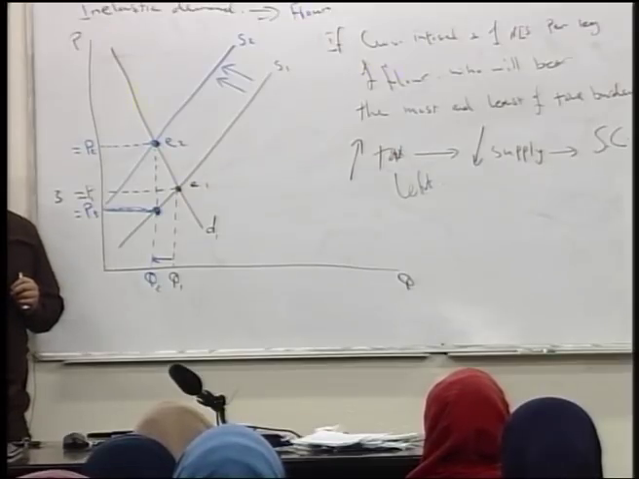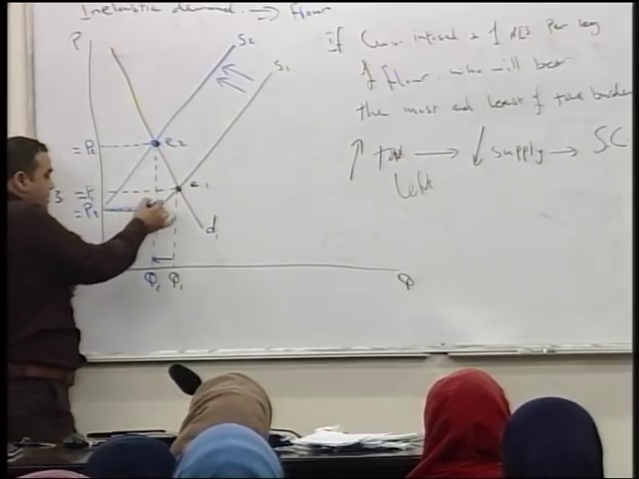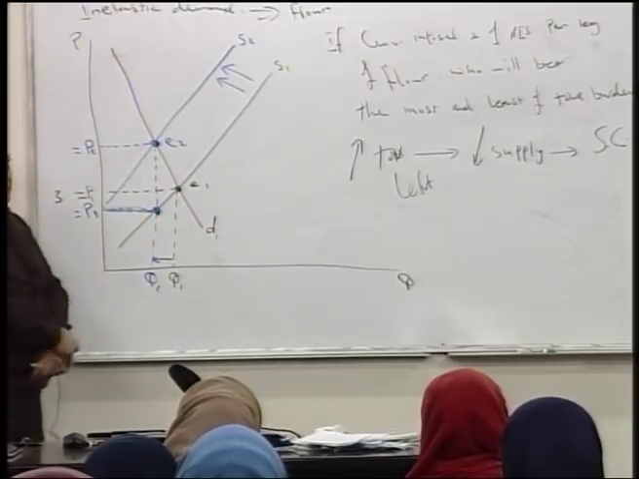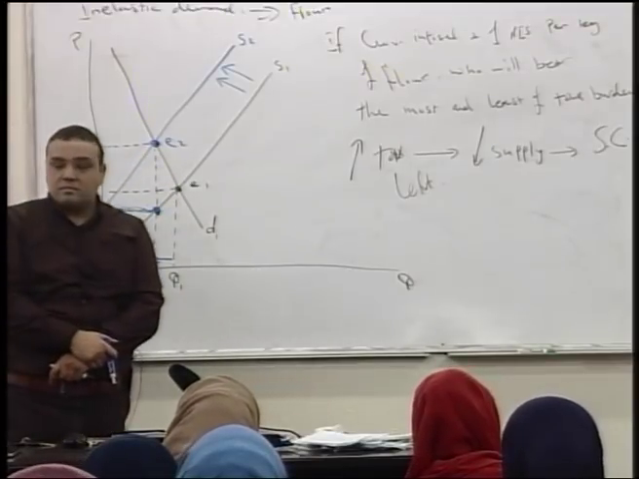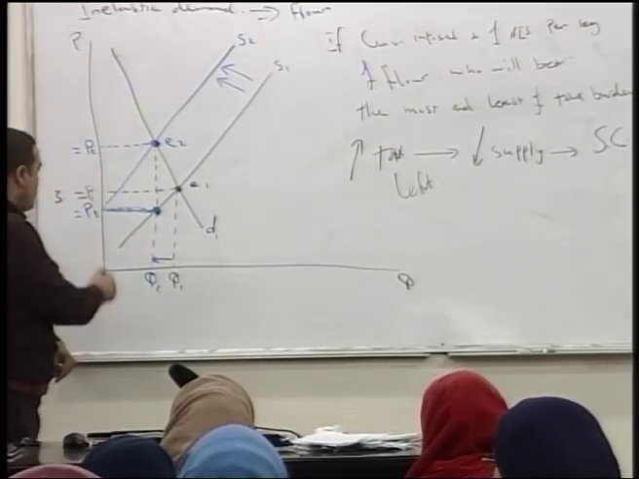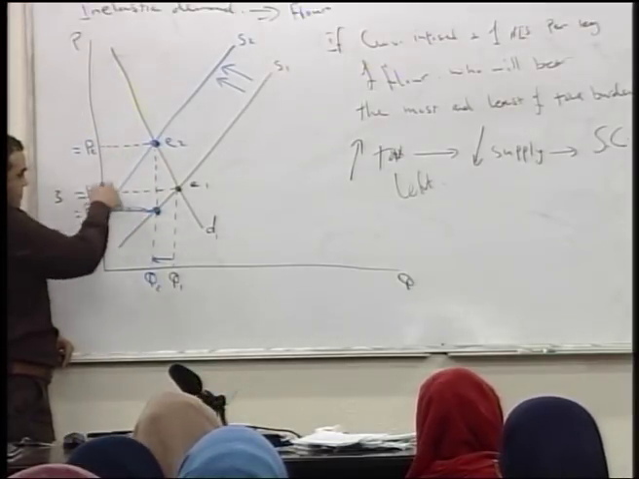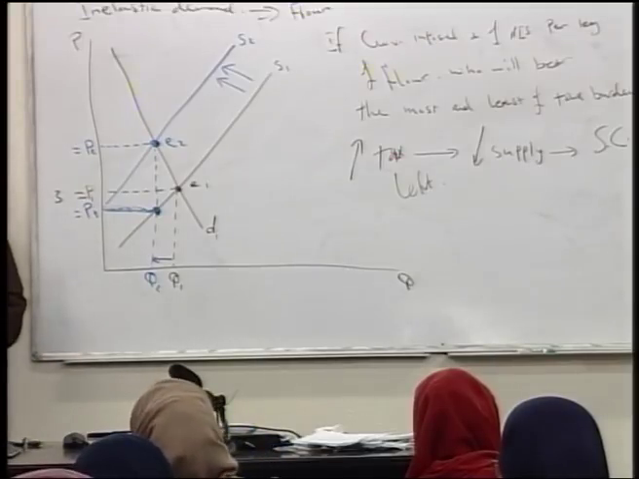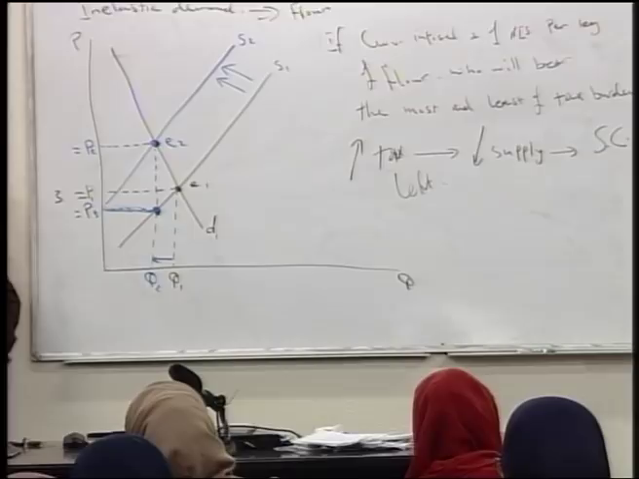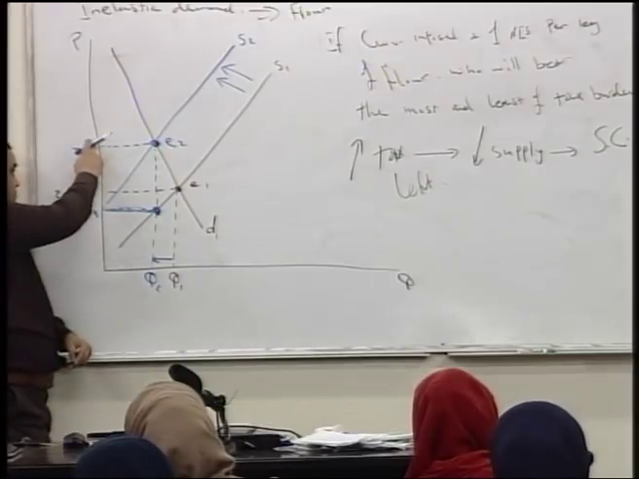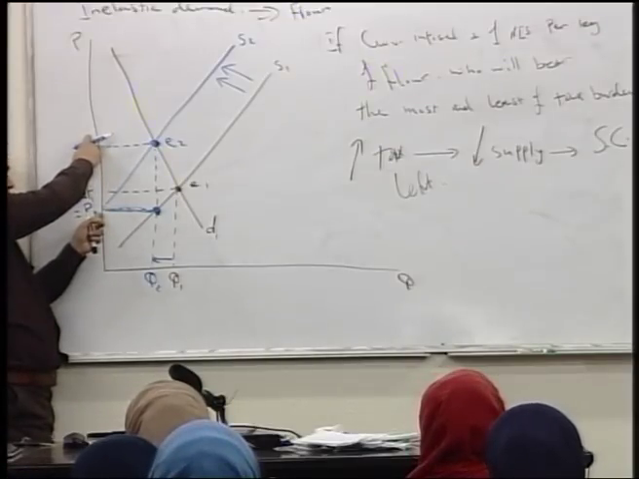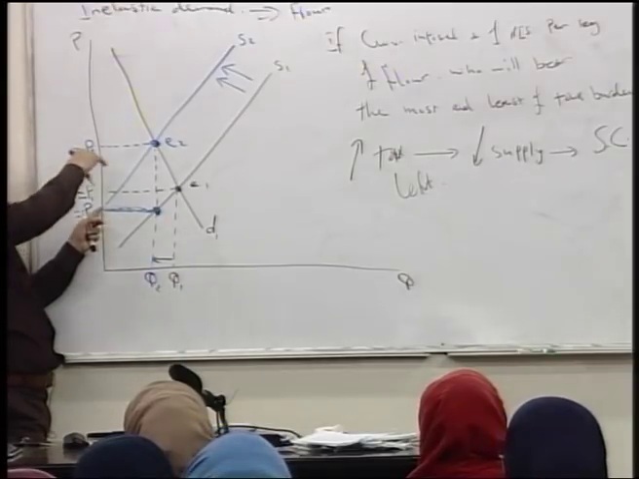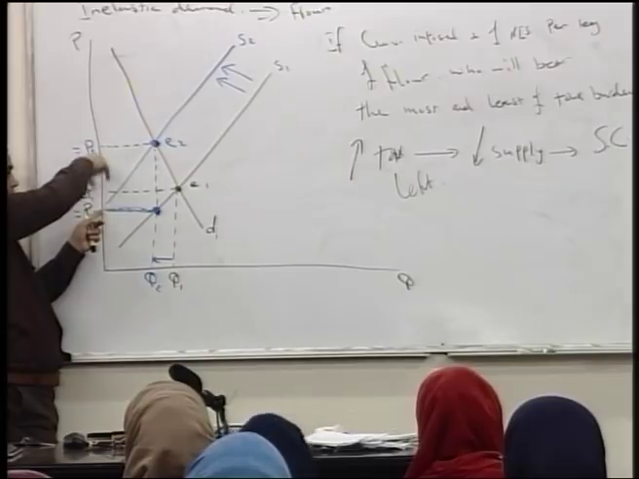Correct? Okay. This rectangle is the total tax burden. This is the total tax burden. From P2 to P3 here is 1 shekel. From here to here, this is 1 shekel.